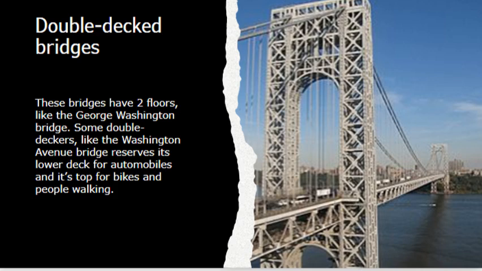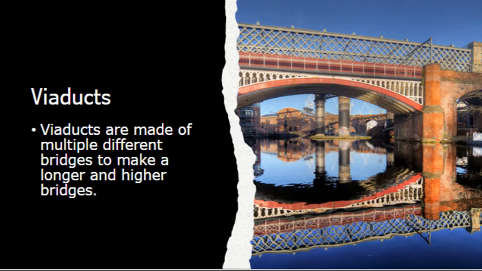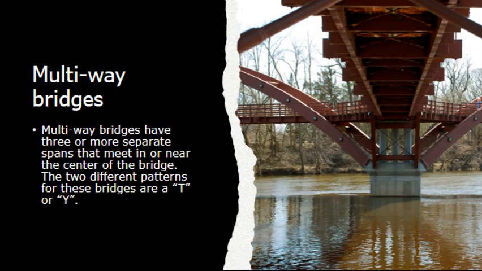Double-deck bridges. These bridges have 2 floors like the George Washington Bridge. Some double-deckers, like the Washington Avenue Bridge, reserve the lower deck for automobiles and the top for bikes. Viaducts. Viaducts are made of multiple different bridges to make a longer and higher bridge.